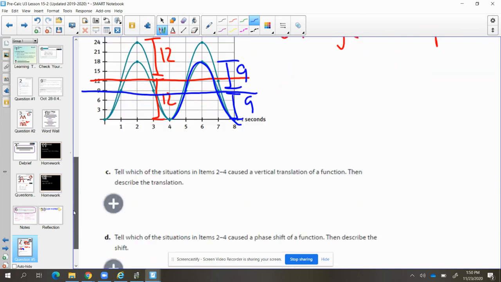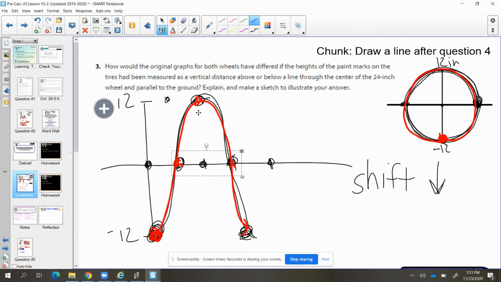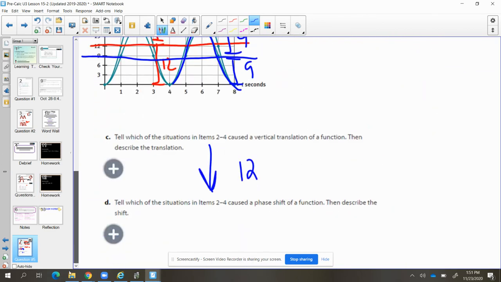The next graph then, part C here, talked about the vertical translation. We shifted it down 12 units. So that was back in this particular graph. This was our original graph, just shifted down. And then last but not least, we also had that phase shift where we moved everything to the left about 2 seconds, right? So that we could start it a little bit. It was the same graph, just shifted to the left.